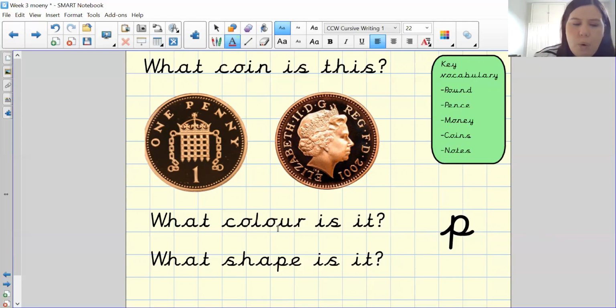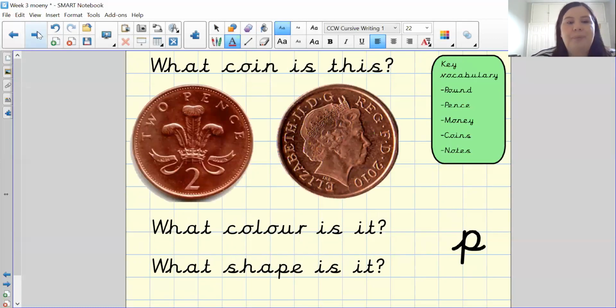So there's 2 questions here I want you to think about. 1, what colour is it? And 2, what shape is it? So draw this onto your piece of paper now, and then you can answer the question of the colour and the shape underneath. You're going to do this for all of the coin values today. So you're going to be working alongside me today. So pause the video while you do this.